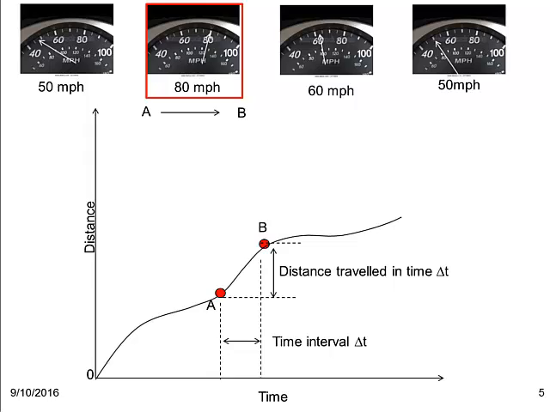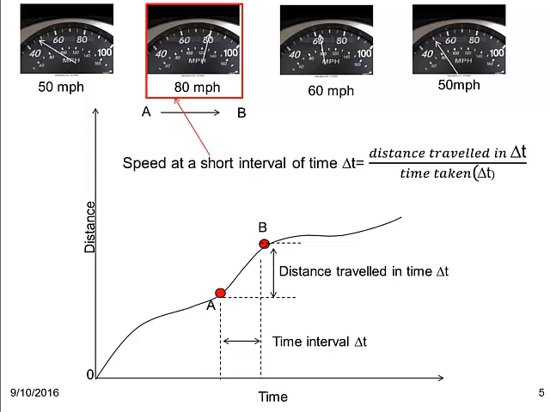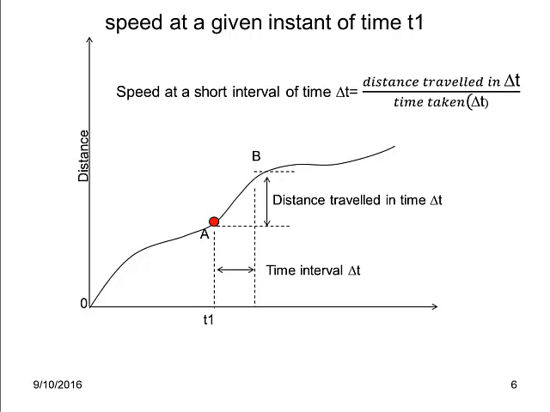We can see that the speed at this short interval of time is the slope of the line AB, in the distance-time graphical representation of motion. Finally, we can think about speed at a given instant of time t1. For this, consider the time interval smaller and smaller.